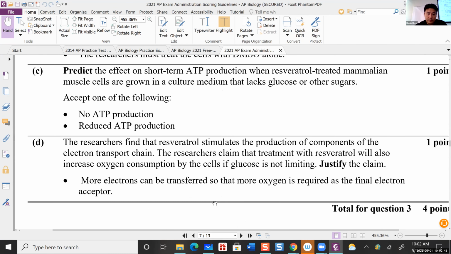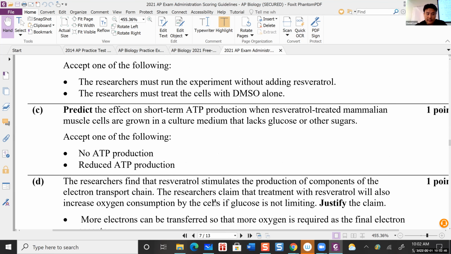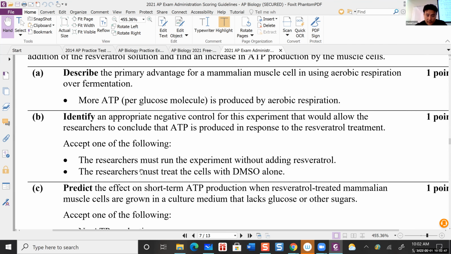Okay, so this one here, last question, we're going to move on to more. So the answer key says to run the experiment without adding the compound. I would actually argue it's this one, but you can also say you treat the cell with the DMSO, the solution alone. They will take it either way, so you put something down and you might just get it right. All right, next one.